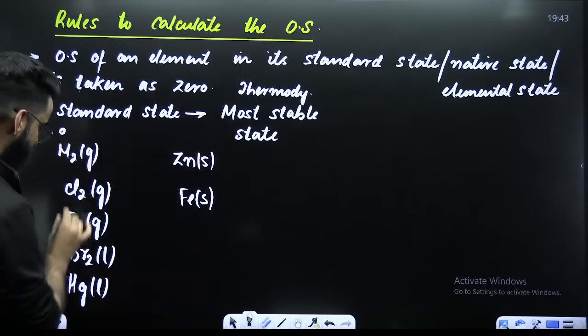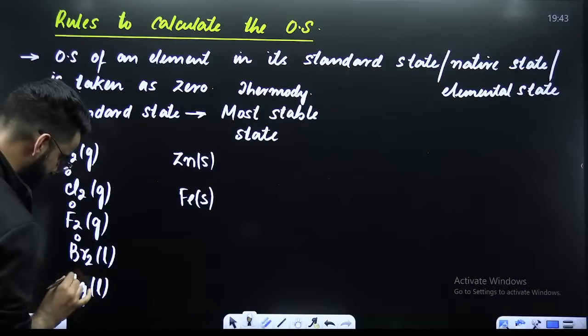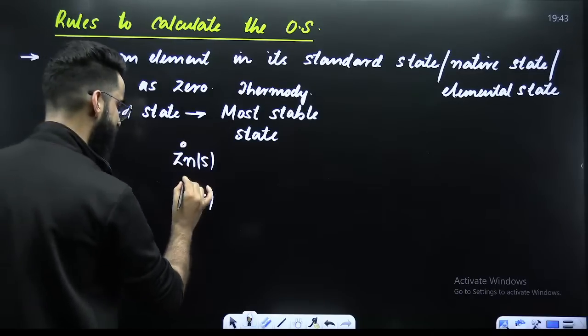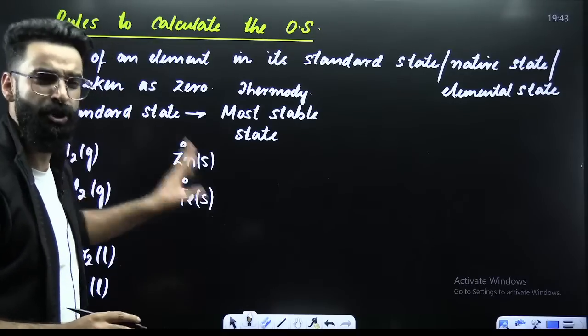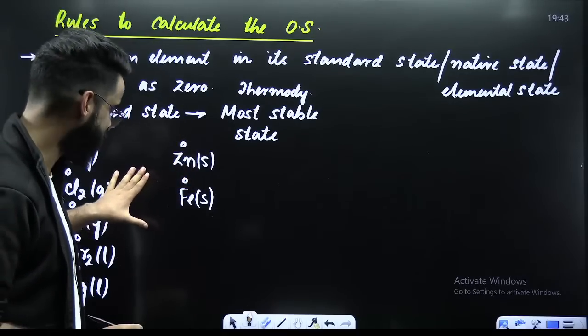So the oxidation state of hydrogen here is zero. This is zero, this is zero, this is zero. Everywhere the oxidation state is going to be zero. Perfect. Point number one done. Point number two, here only in this particular rule.